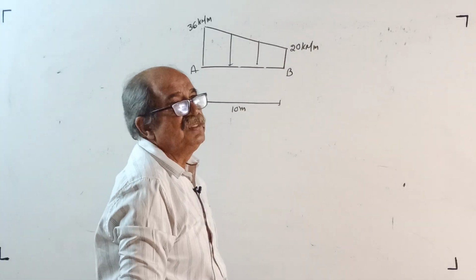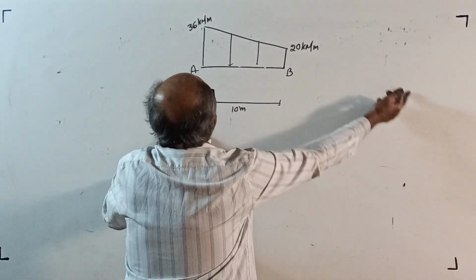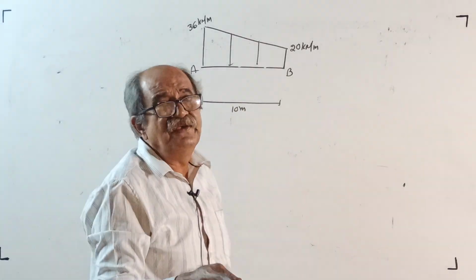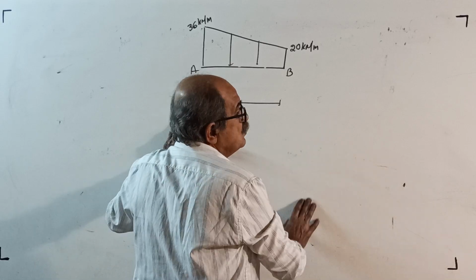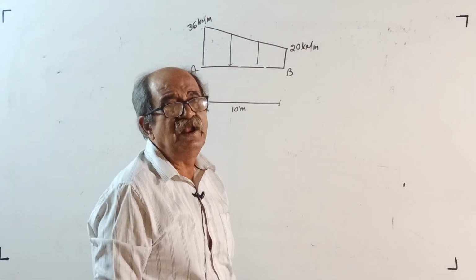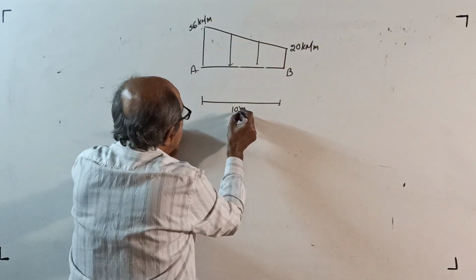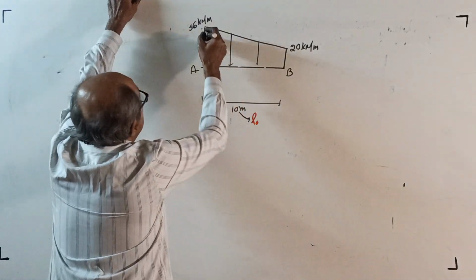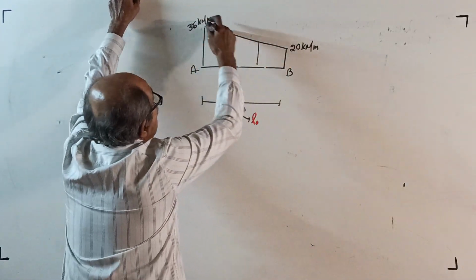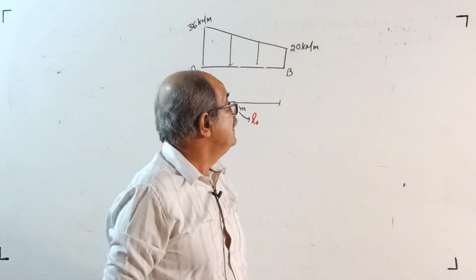Make a note. If you are serious, you have to write it. When you have to consider the entire loaded length, then undoubtedly the 10 meter itself will become L naught. You will get 36 to 20 uniformly varying load. Write this note separately, then write.